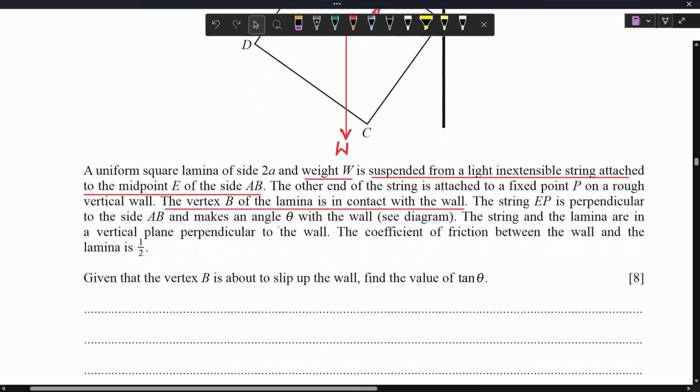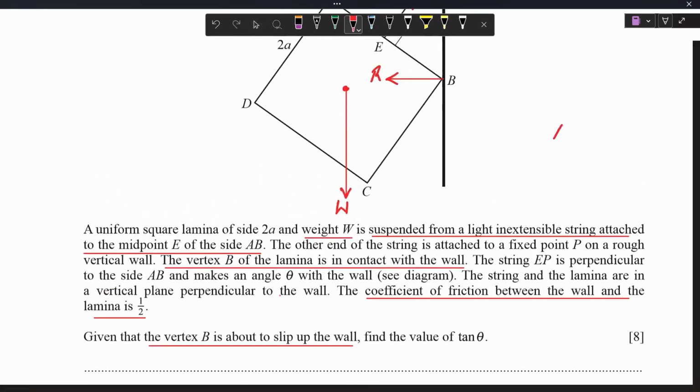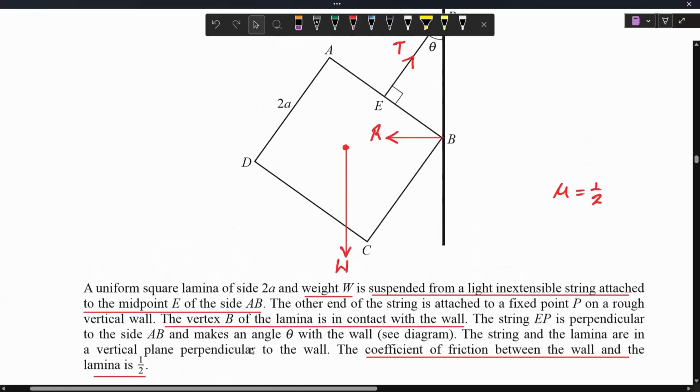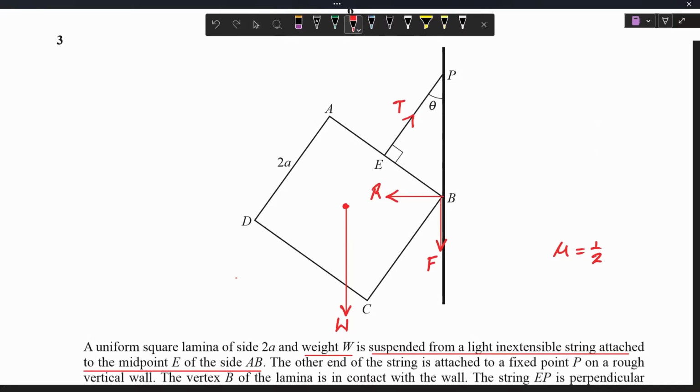Next, we have been given the information that the vertex B is about to slip up the wall. And remember, it's a rough contact. And we also have the coefficient of friction being a half. So we know that mu is equal to a half, and the vertex B is about to slip up the wall. So if it is about to slip up the wall, it means friction will be acting against possible motion. So the frictional force, which I'm calling F here, should be acting downwards. So what I have here are the forces at play, and we actually have in total four main forces that are at play in this particular situation.